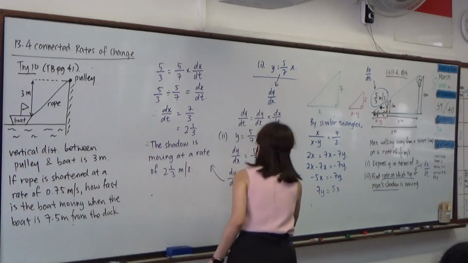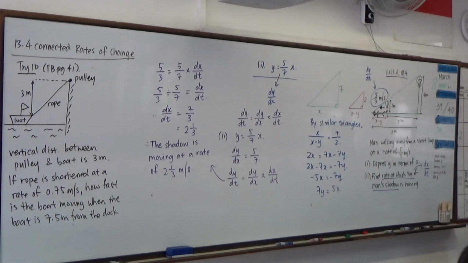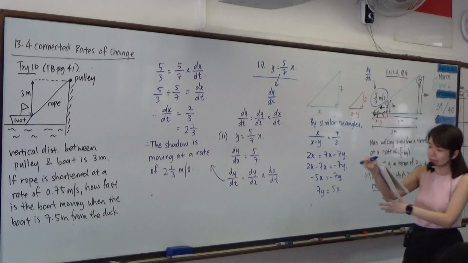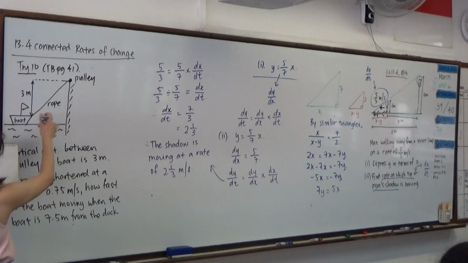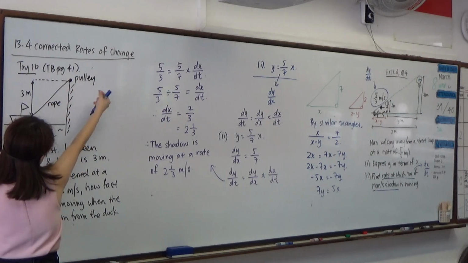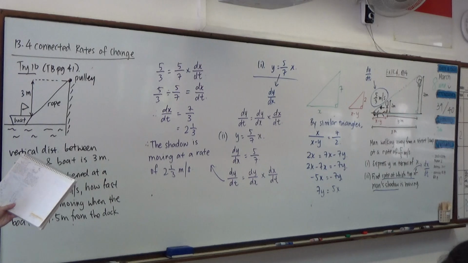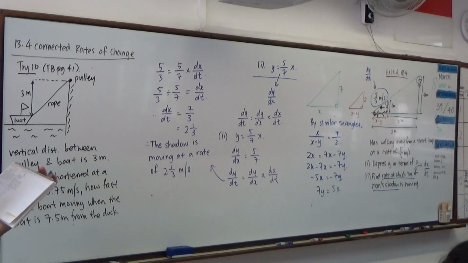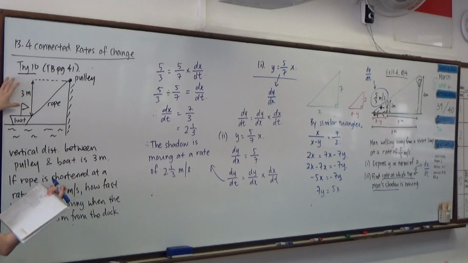Question for the day and for this chapter. We're looking at try 10. It says that a boat is being pulled back to the dock by a rope that is attached to the boat. There is this pulley system over here. This boat is moving in this direction. The vertical distance between the pulley and the boat, so vertical distance refers to this direction, is 3 meters.